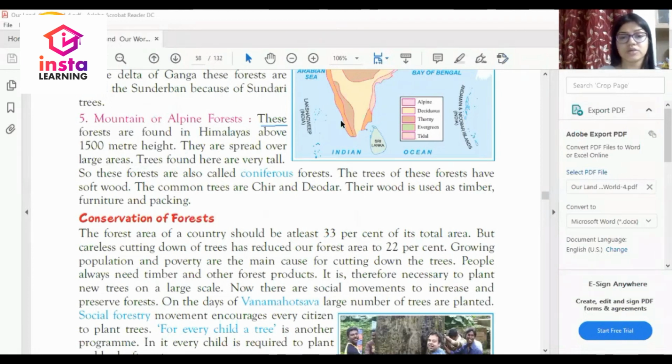What is coniferous forest? So the answer is, these alpine forests are found in Himalayas above 1500 meters height. They are spread over large areas. Trees found here are very tall. So these are called coniferous forest. So let's discuss the conservation of forest.